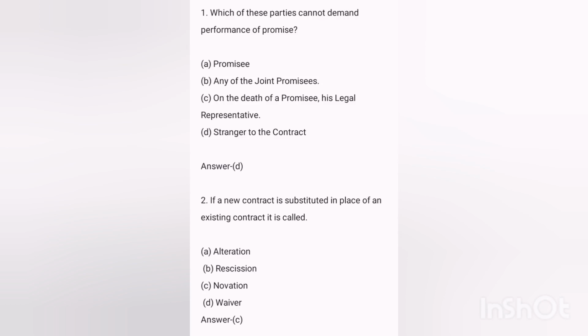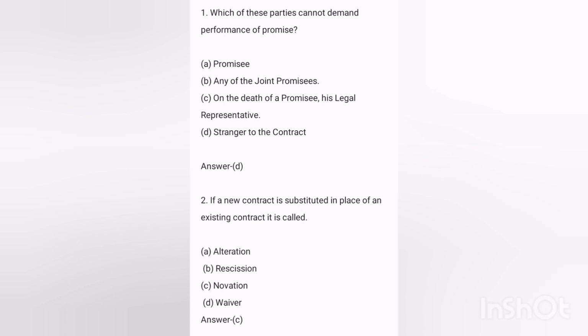Indian contract MCQ objective questions. Question first: which of these parties cannot demand performance of the promise? Answer was D, stranger to the contract. Next: if a new contract is substituted in place of the existing contract, it is called.